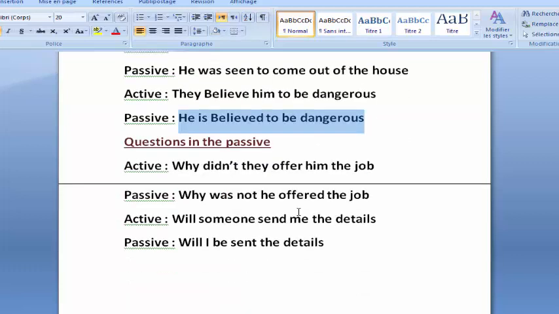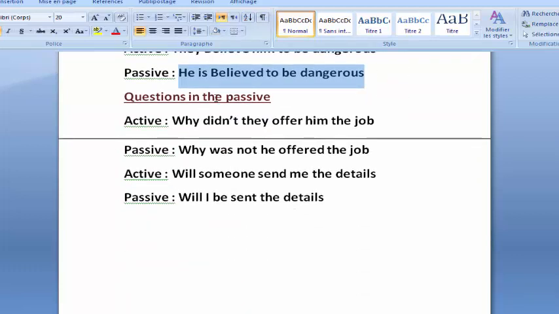Yes. Questions in the passive. Why didn't they offer him the job? Why was he not offered the job? Will someone send me the details? Will I be sent the details?